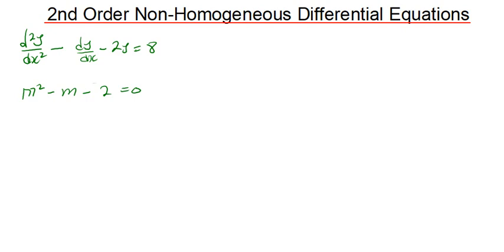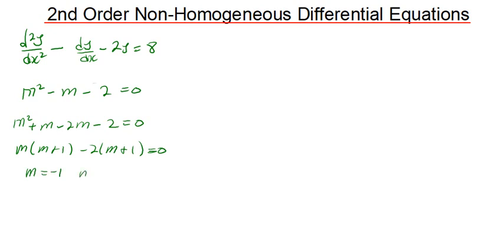The product is negative 2 and the sum is negative 1. So we simply say m squared plus m minus 2m minus 2 equals 0, which gives us (m plus 1)(m minus 2) equals 0. So we have m equals negative 1 and m equals 2. These are real distinct roots.